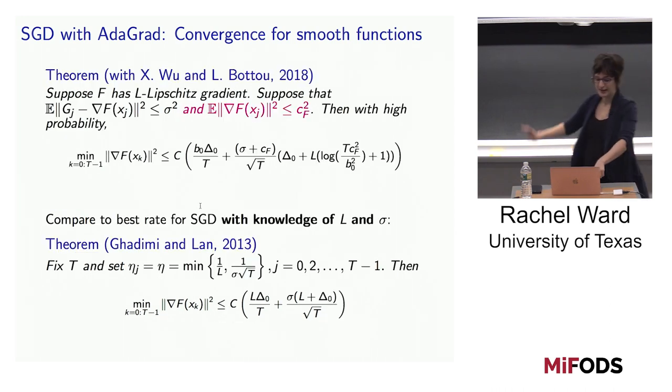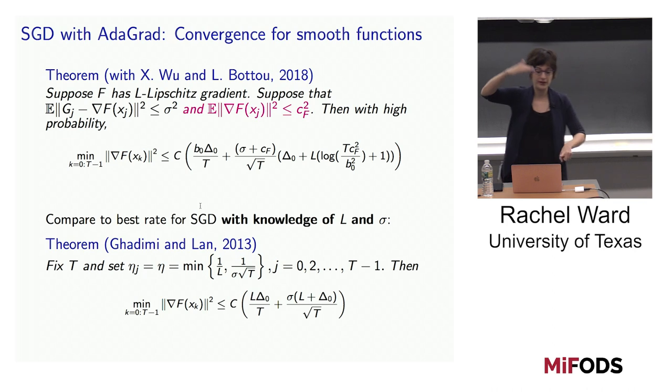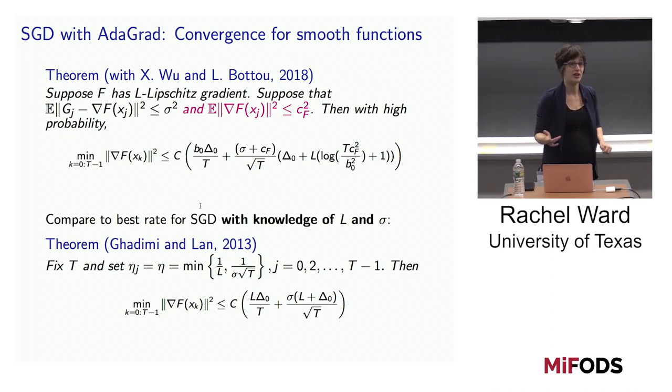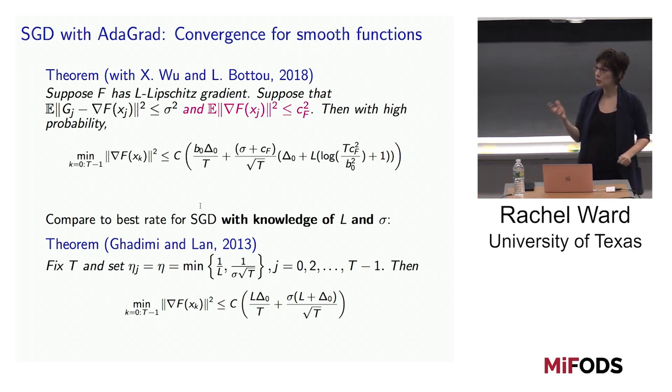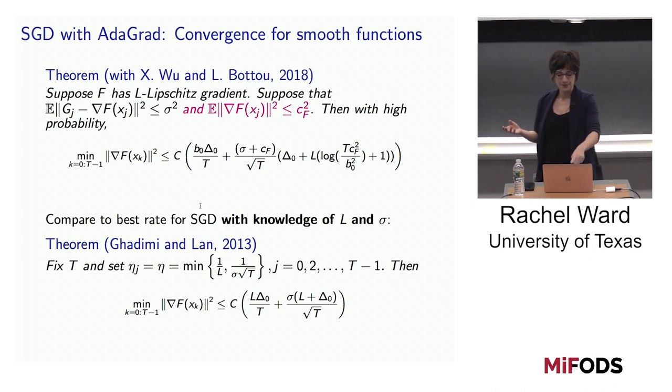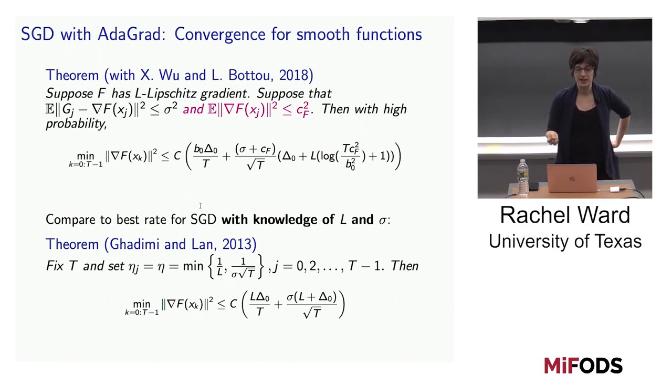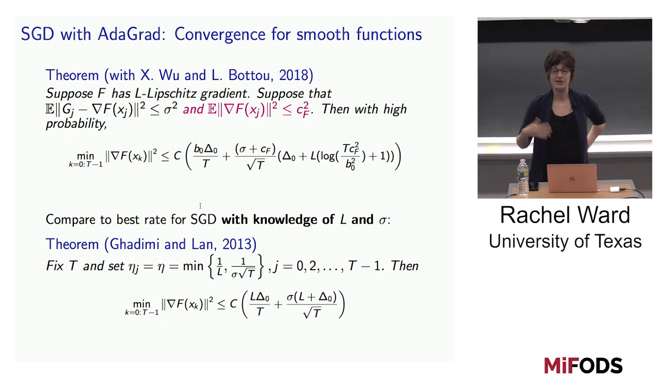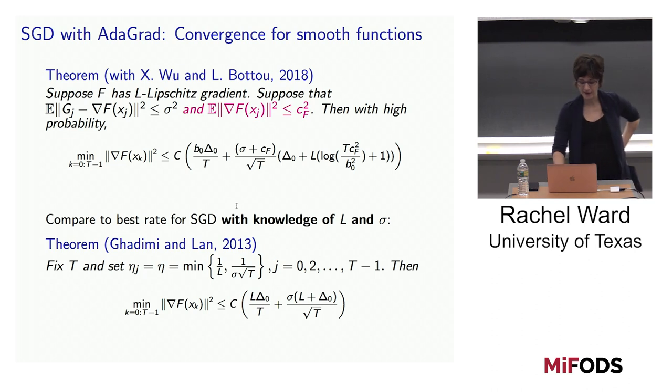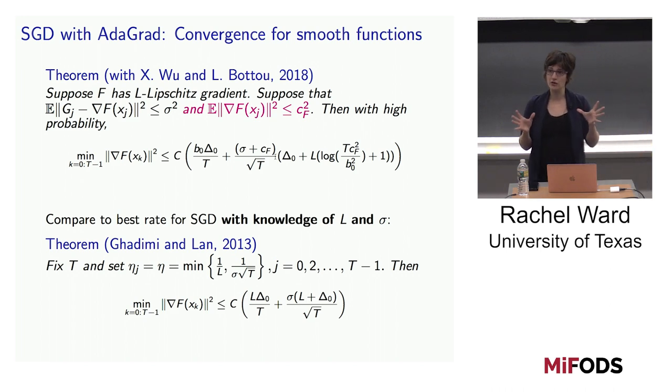But we do see that if we compare this to the result of Ghadimi and Lan for stochastic gradient descent with fixed step size, we do lose something. We have an additional log factor, which numerically does not show up, but it comes from this log inequality I showed you a few slides back. We also have this dependence on the C_F constant. We have to assume our gradients are uniformly bounded in expectation, whereas they do not.